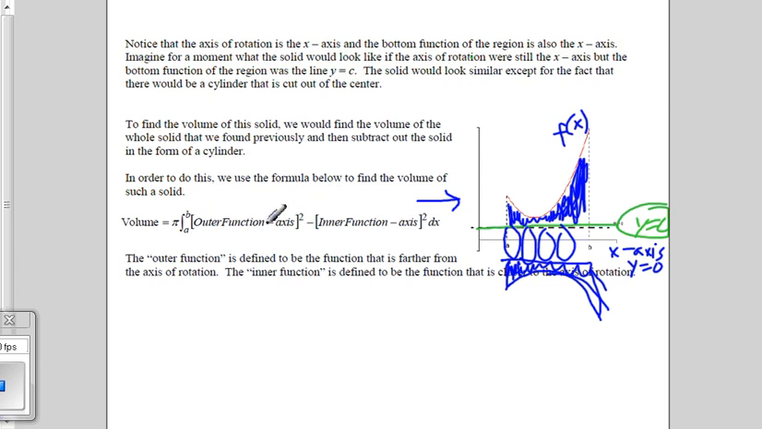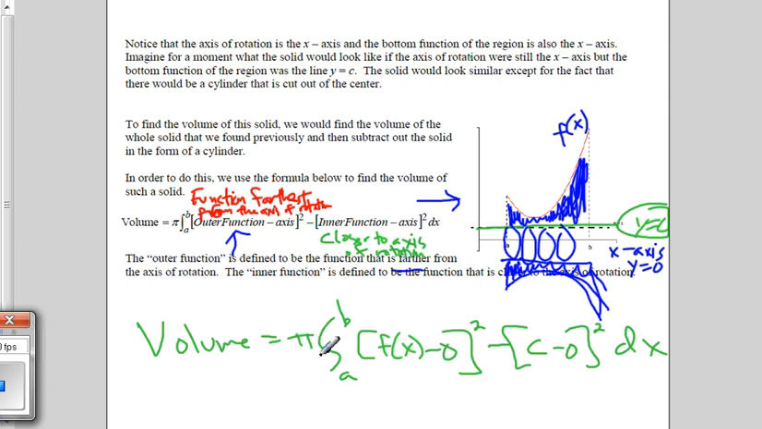So it's the outer function minus the axis, which in our case is y equals 0, minus the inner function minus the axis, which is c, so c minus 0, all squared, dx. Okay, and when we talk about outer function and inner function, the outer is always the furthest one away. That's the furthest from the axis of symmetry.